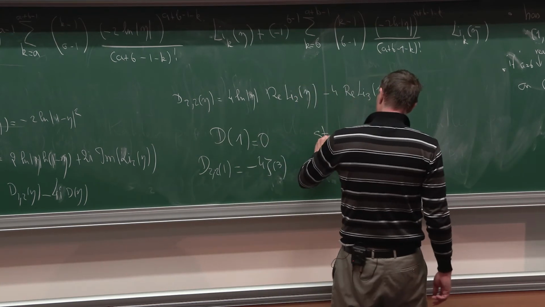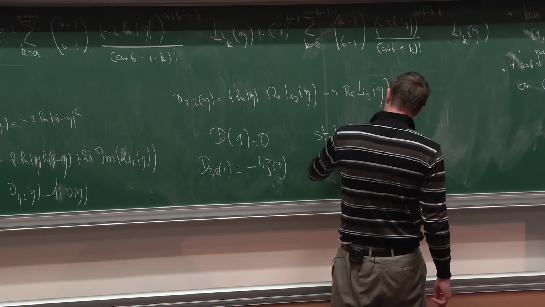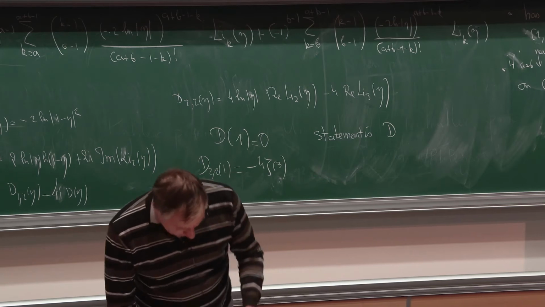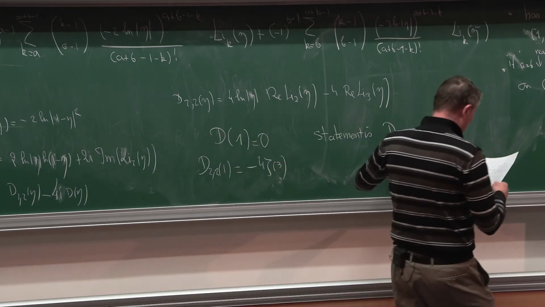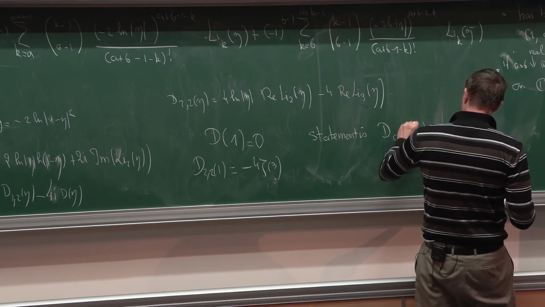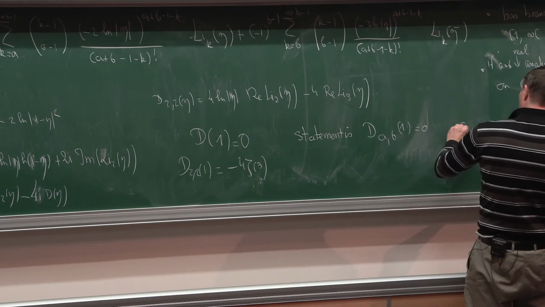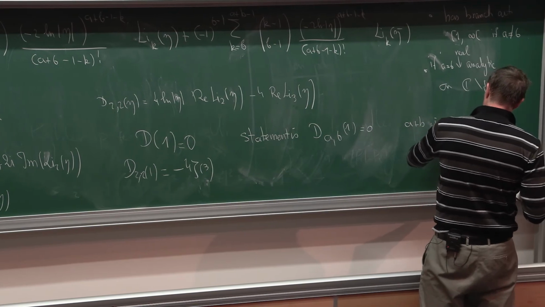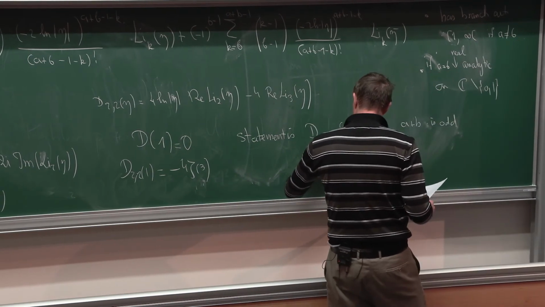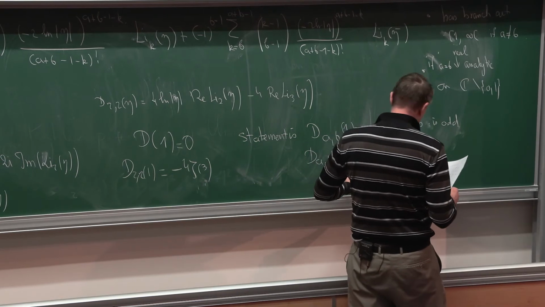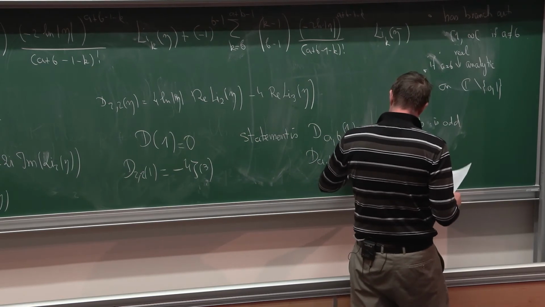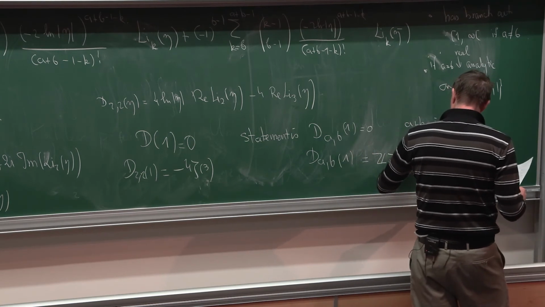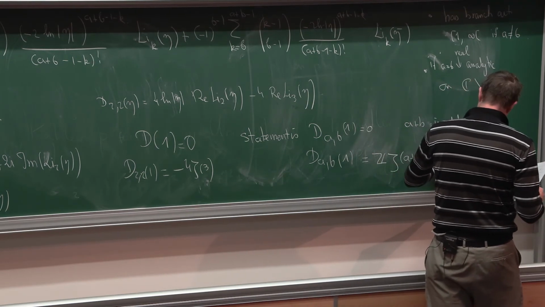So the statement is, I have to look in my notes. DAB of 1 is 0 if A plus B is odd, and DAB of 1 is an integer, positive or negative, times zeta of A plus B minus 1 if A plus B is even.